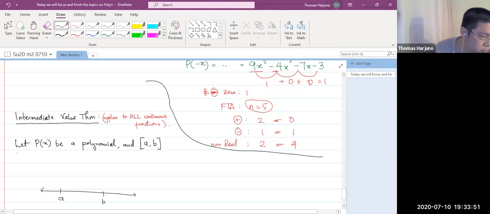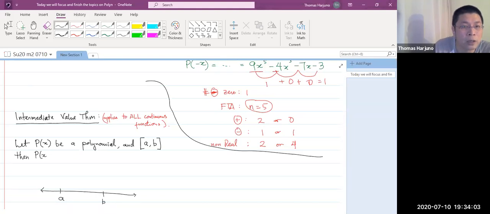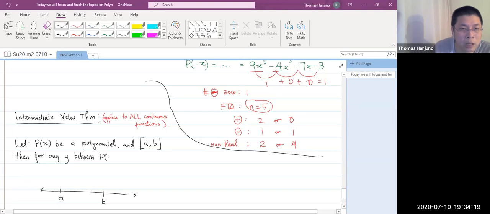Then P(x), for any y between P(a) and P(b), there is at least one x equal to c such that P(c) equals y.